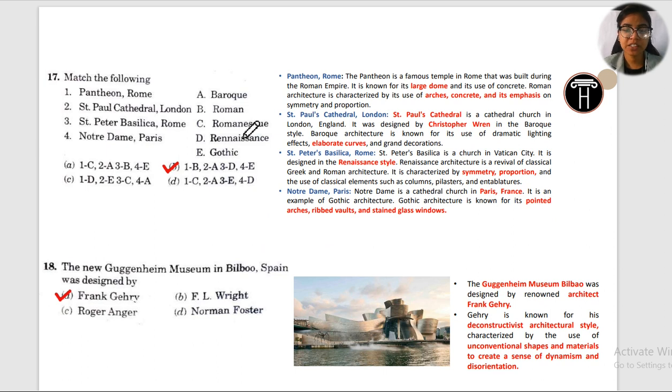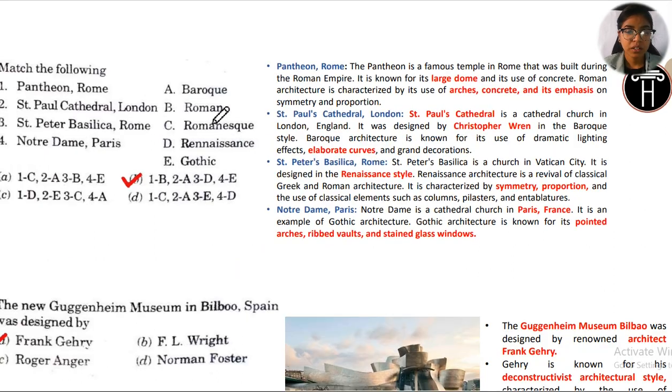So coming to the next question. Next is a match the following type of question. First is the Pantheon, Rome. Second we have St. Paul's Cathedral, London. Then we have St. Peter's Basilica, Rome. Then Notre Dame, Paris. So the first one is the Pantheon, Rome. It is Roman architecture. What is it? It is a famous temple in Rome that was built during the Roman Empire.